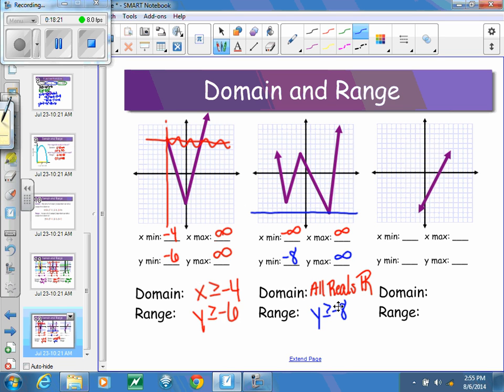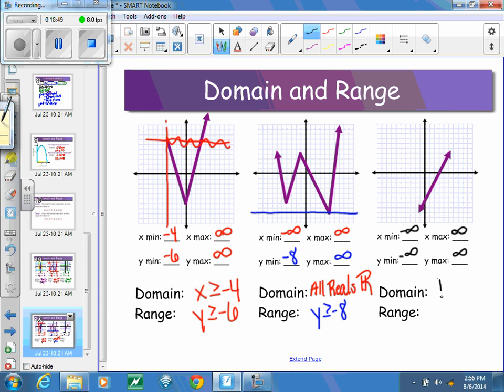And since we're going towards positive infinity, y is going to be greater than or equal to -8 in this problem. In the last problem, I have a straight line that is going on forever and ever in both directions. And because of that, that's going to give us an x minimum value of -infinity and an x maximum value of positive infinity, because they're going to go on forever. Your y's are going to be the exact same, because there is no minimum and there is no maximum. They're going to go on forever.